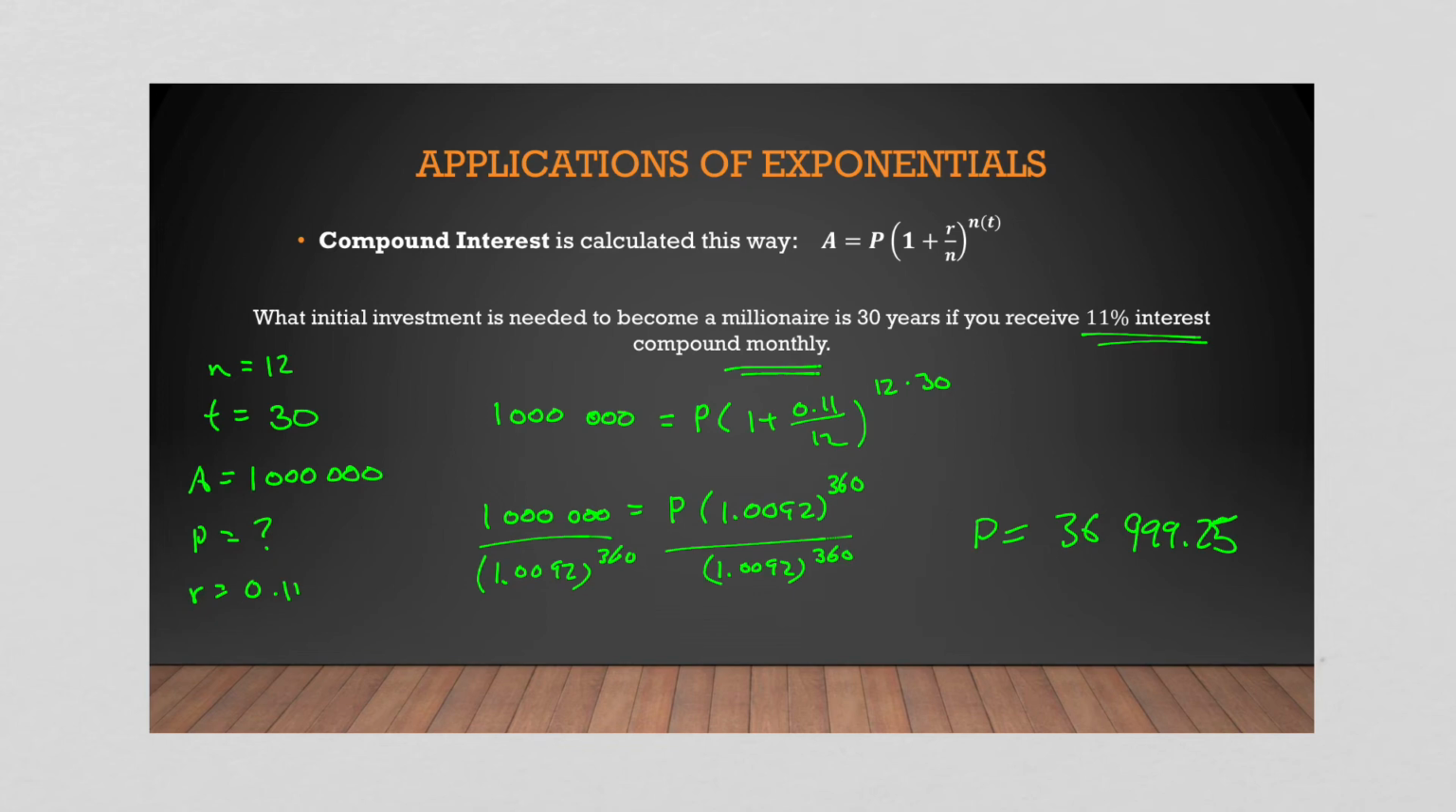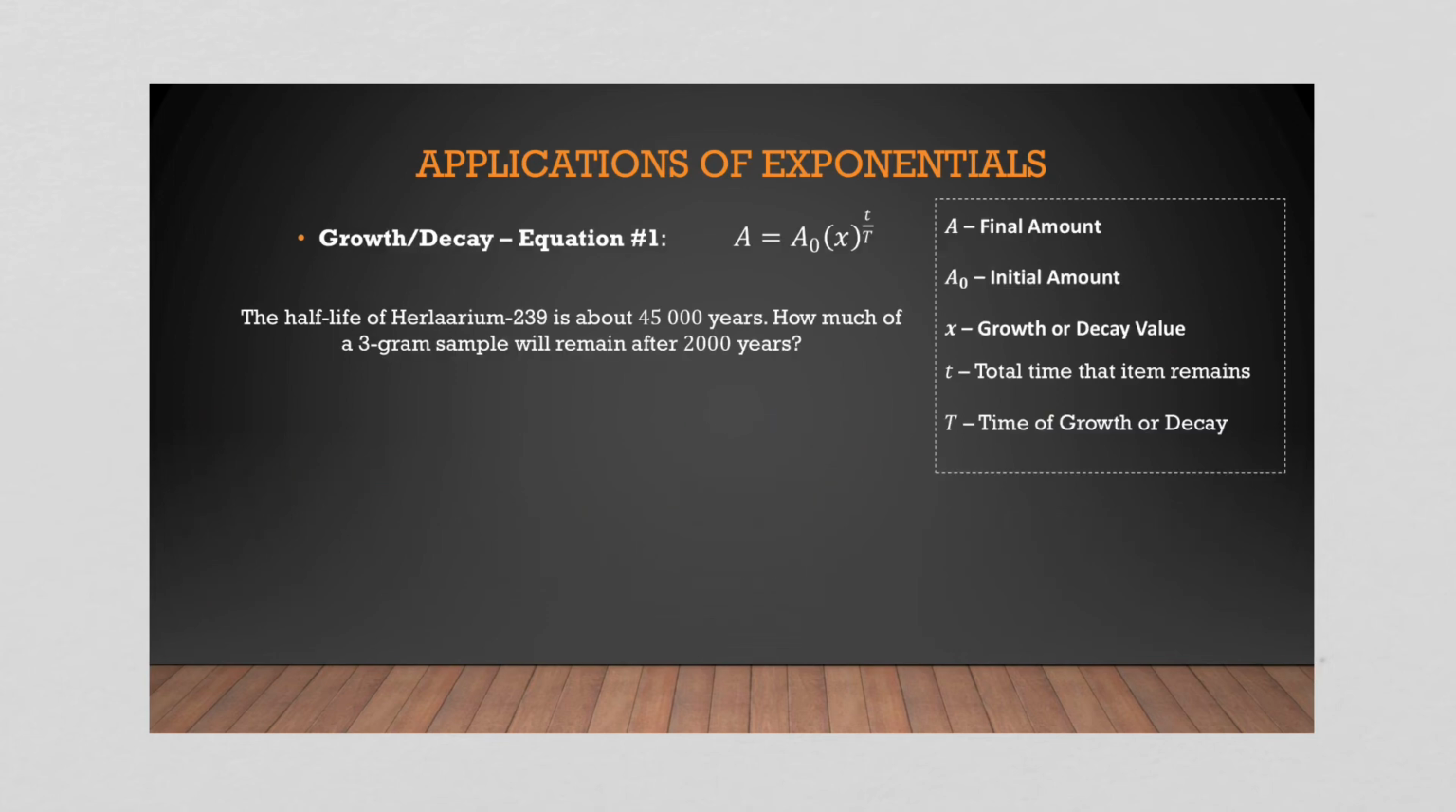Okay, so that is compound interest. Now, let's look at something that's called a growth decay equation. There's two ways to look at this. One of them will make less sense until we do logarithms, but I'll show you both anyways. This is another way of looking at exponential growth, but particularly this is used in exponential decay, so things like radioactive decay of isotopes.